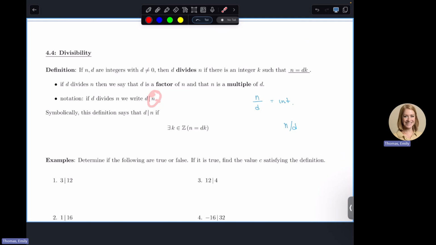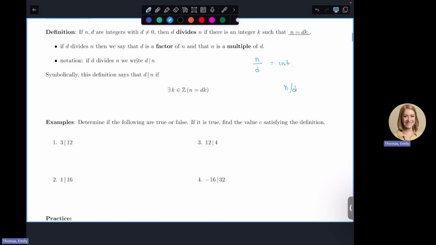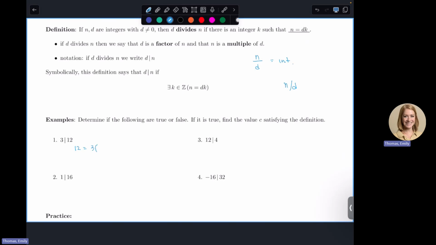So what we're going to do right now is play with that definition and see if that makes sense to us, okay? So does 3 divide 12? Think about this. Does 3 divide into 12 evenly? The answer is yes. You can write 12 as 3 times 4, and 4 is an integer, so we're good to go. Does 1 divide 16? Yes, 16 is 1 times 16, and that's an integer.